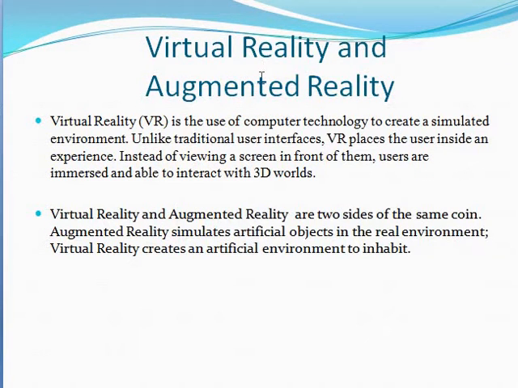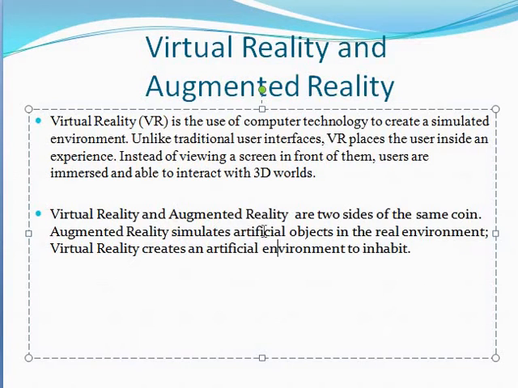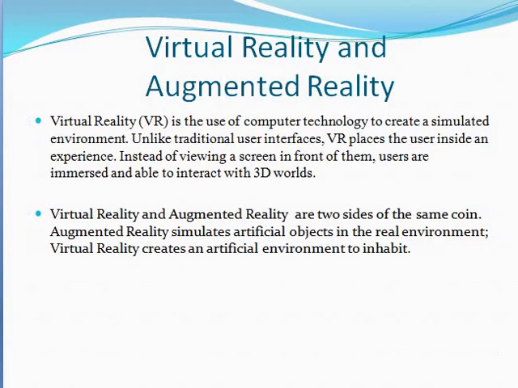Next is virtual reality and augmented reality. This technology is nothing but what we all play in games on computers. We imagine ourselves in an artificial environment full of the 3D world. It is nothing but virtual reality. Virtual reality creates an artificial environment, and we feel ourselves in that environment. Augmented reality simulates artificial objects in the real environment. Virtual reality creates an artificial environment, whereas augmented reality simulates artificial objects. This is the difference between virtual reality and augmented reality.